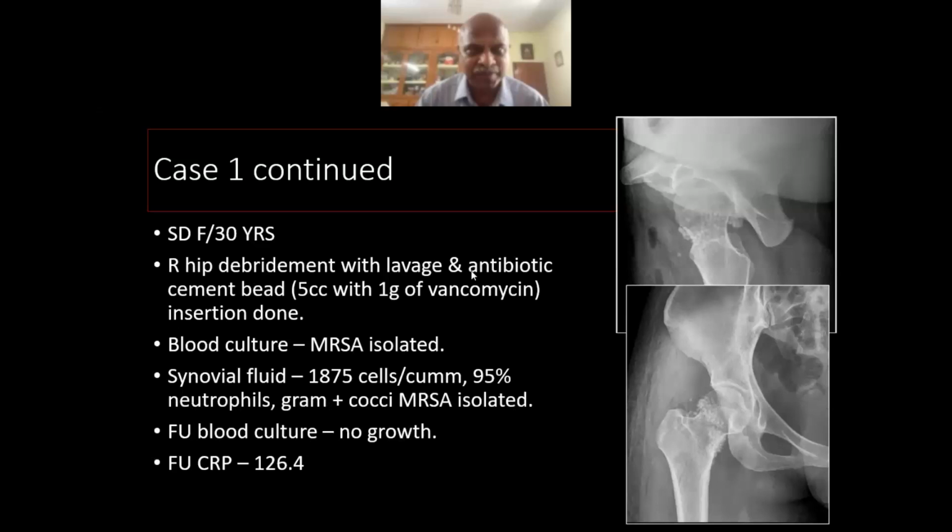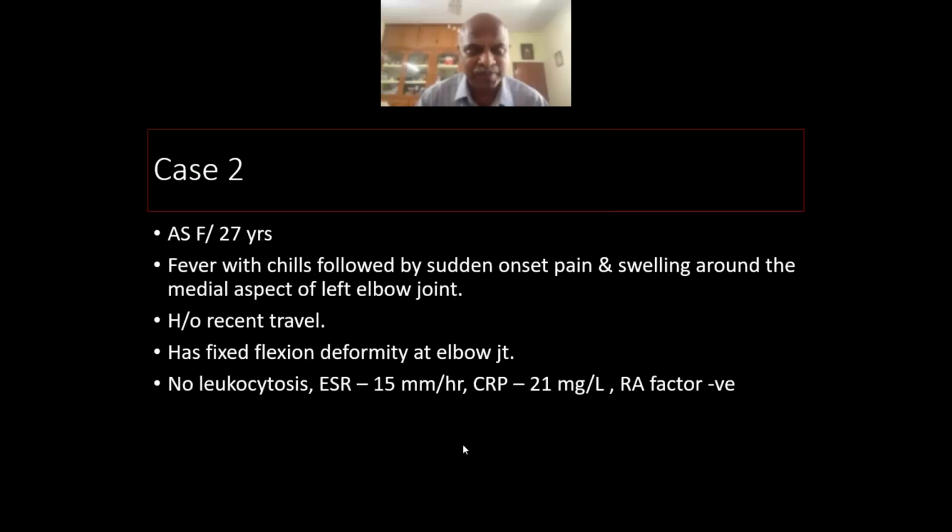So she underwent right hip debridement, and this was found to be Staph aureus, again MRSA, and therefore lavage and antibiotic cement bead placement was then done, and these are post-procedure radiographs. She was followed up when treated with appropriate antibiotics. A follow-up blood culture showed no growth, and the inflammatory markers were declining, and therefore we were able to control the disease well.